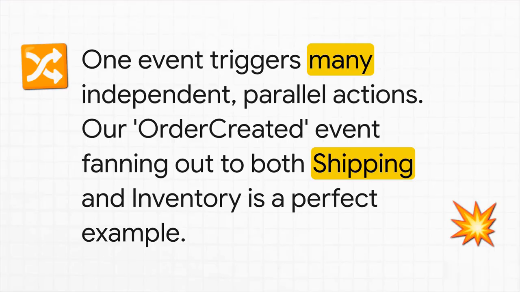First up is the fan-out pattern, which is exactly what we just saw in our order example. This is when one single event needs to kick off many different things all at the same time, in parallel. Our order-created event fanning out to both shipping and inventory is the textbook example of this. And it's what Azure Event Grid was literally designed to do.